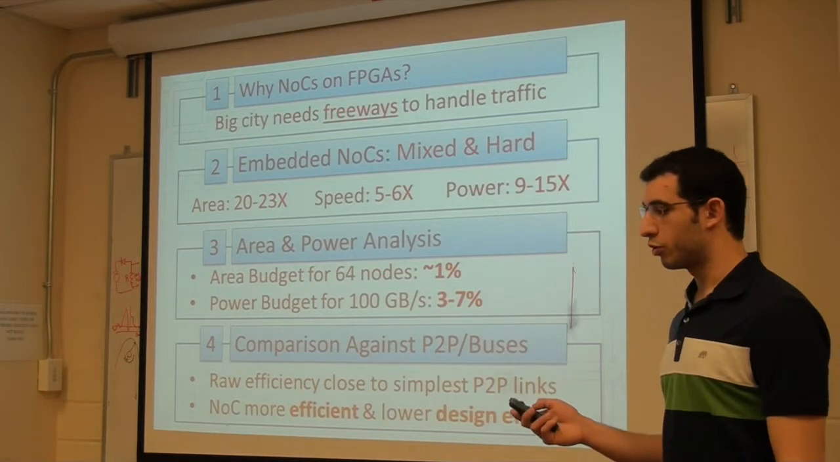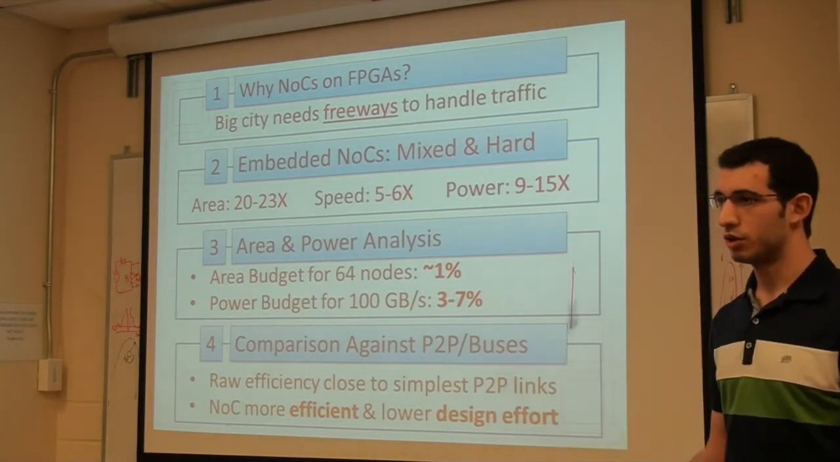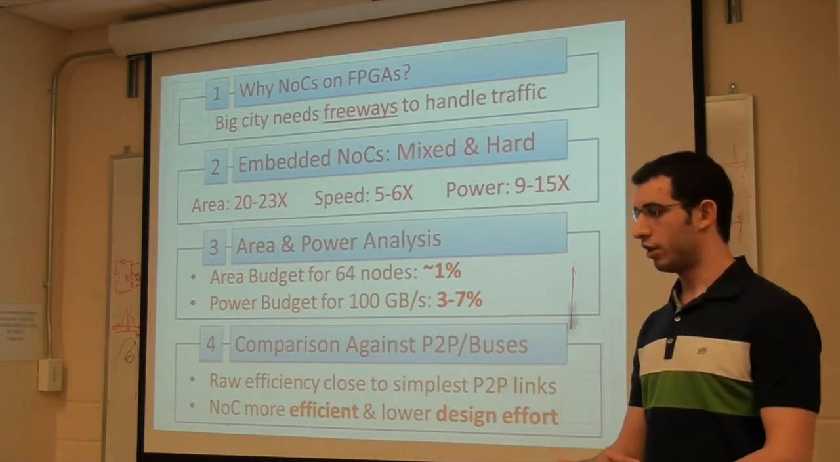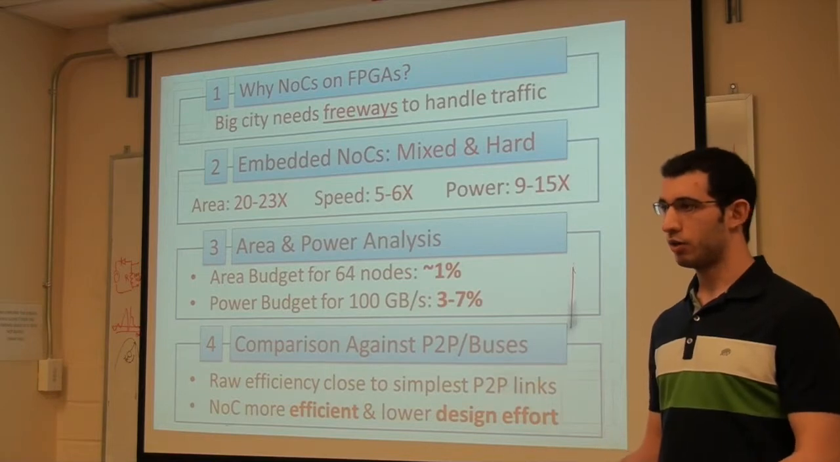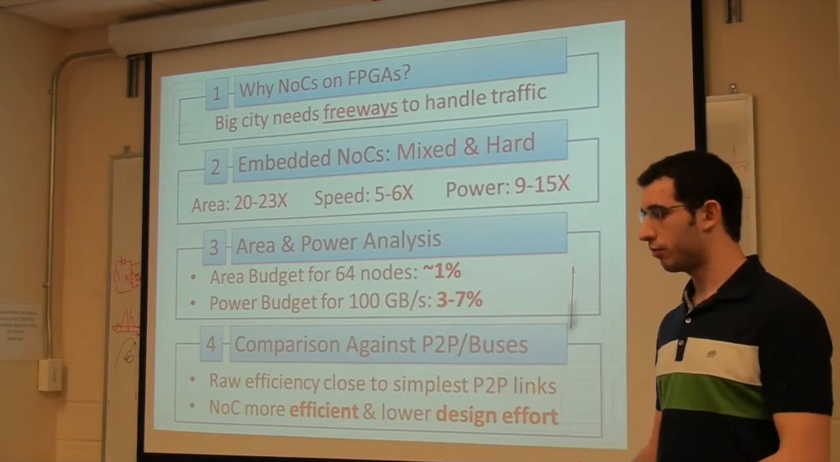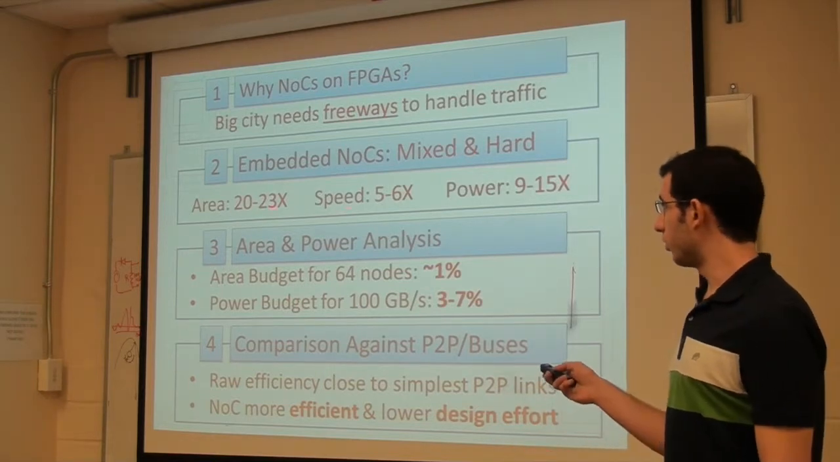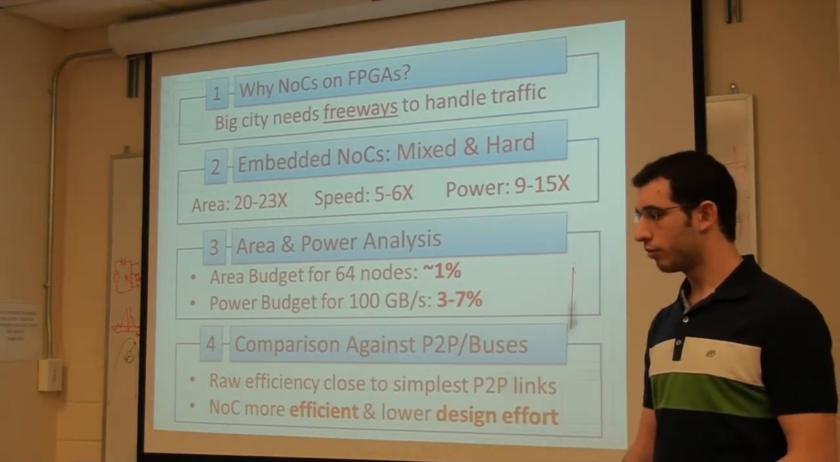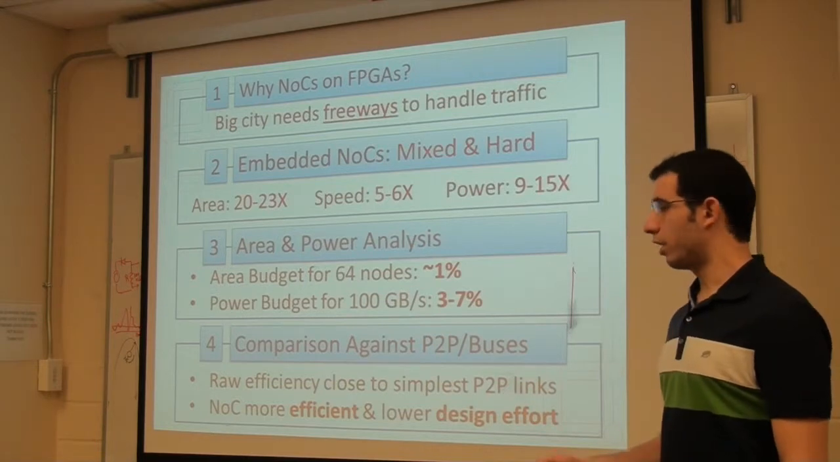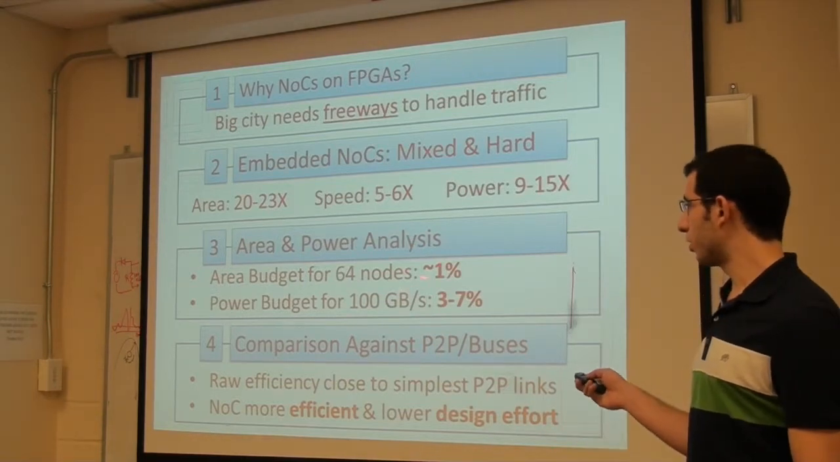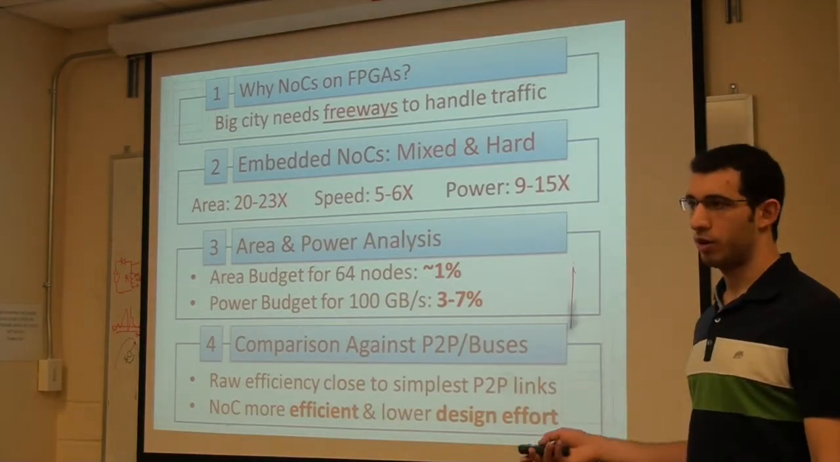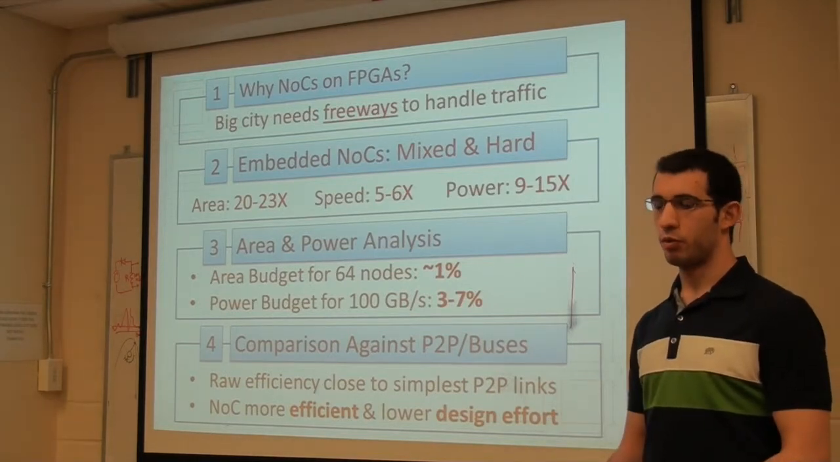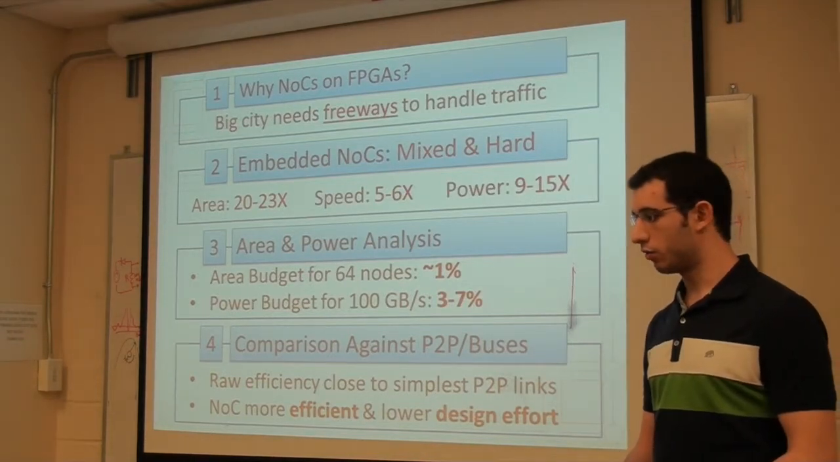First, I tried to motivate why we're studying NOCs for FPGAs, compared it to a city that needs freeways to handle traffic. The normal roads are no longer enough. We went over the mixed and hard NOCs and how they fare against soft NOCs. Then we quantified the area and power budget to approximately 1% to 1.5% for area and 3 to 7% for power for each 100 megabytes per second of bandwidth.